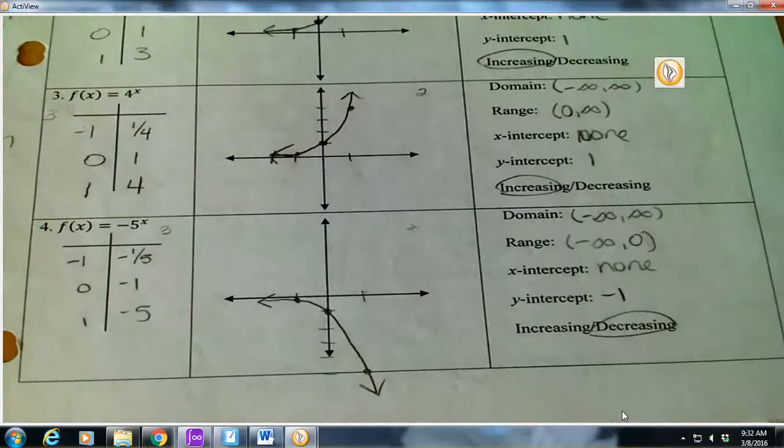Domain is still everything. Our range is now negative infinity to 0 because it was flipped upside down. There's still no x-intercept. The y-intercept switched from +1 to -1. And this graph is decreasing the whole time.